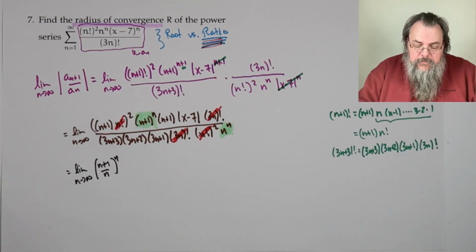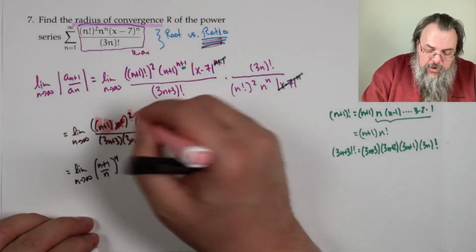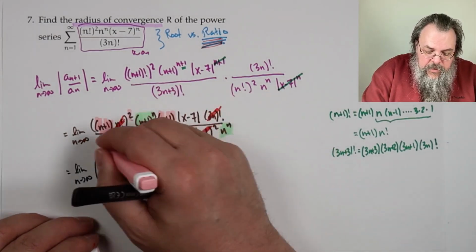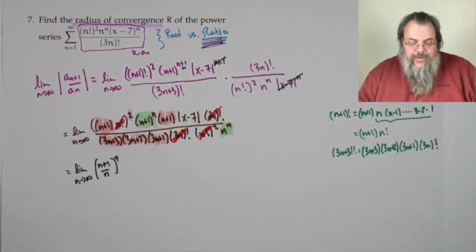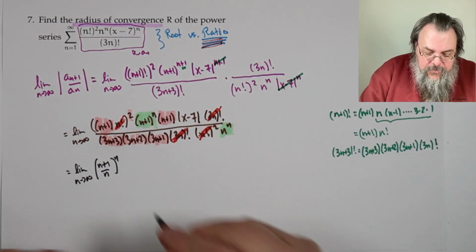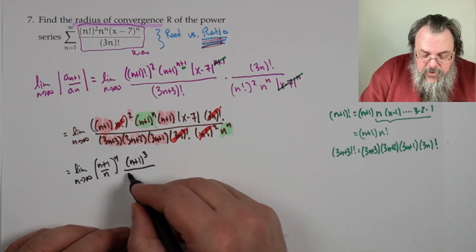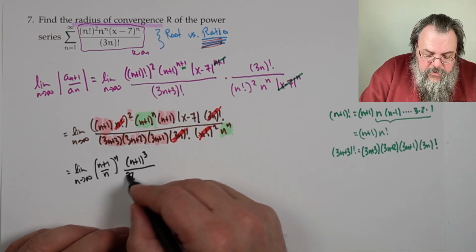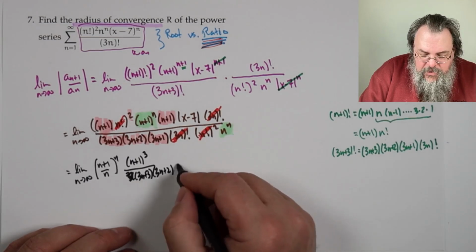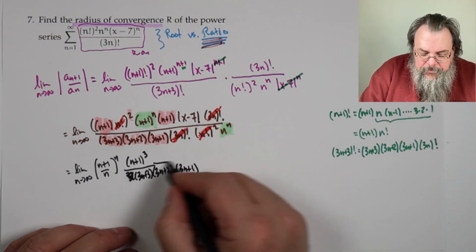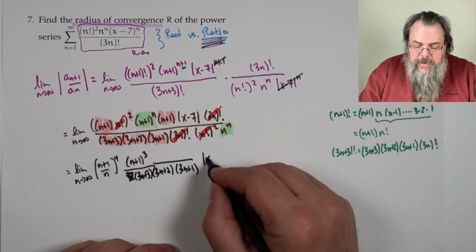And then we have some polynomial stuff. We have this (n plus 1) squared, this other (n plus 1), then these polynomial pieces here. So let's put all those together. And so if you look, we have an (n plus 1) cubed over (3n plus 3), (3n plus 2), (3n plus 1). Okay? And finally, we have an x minus 7.